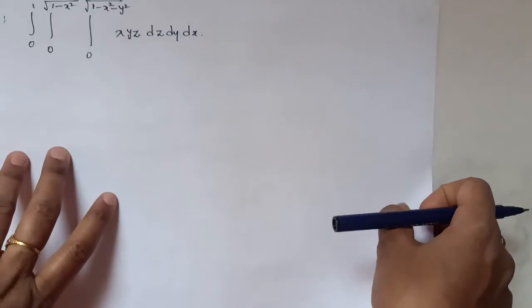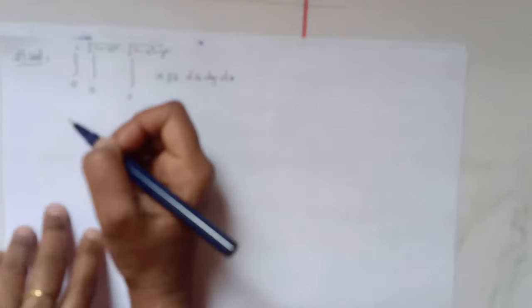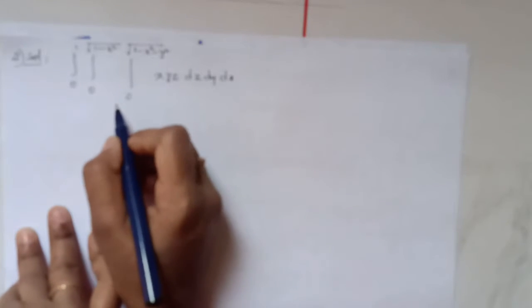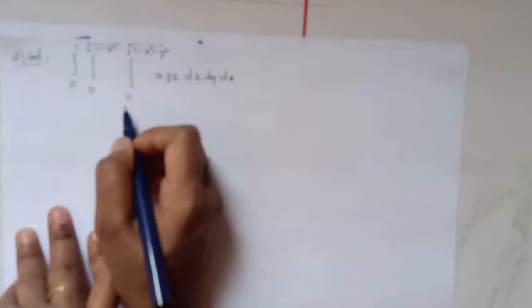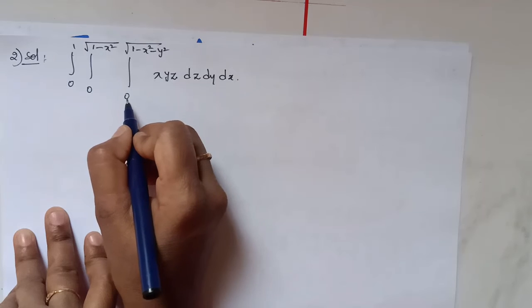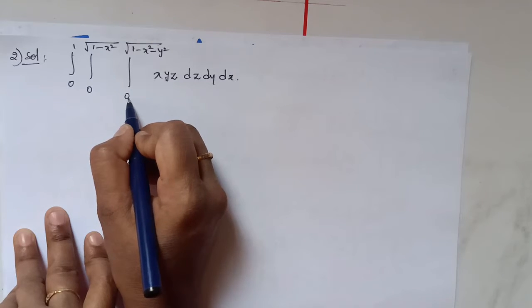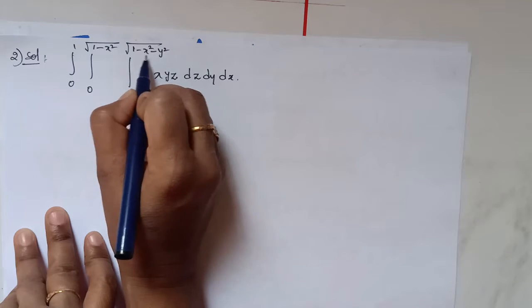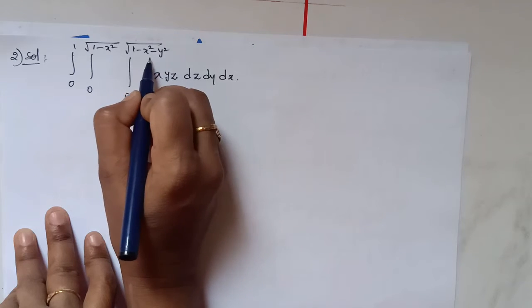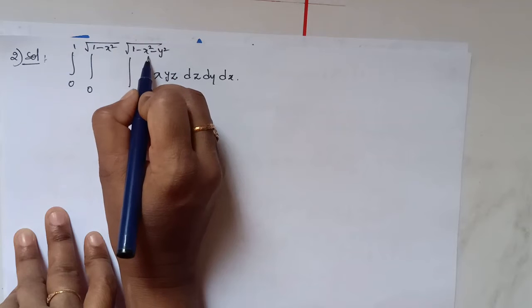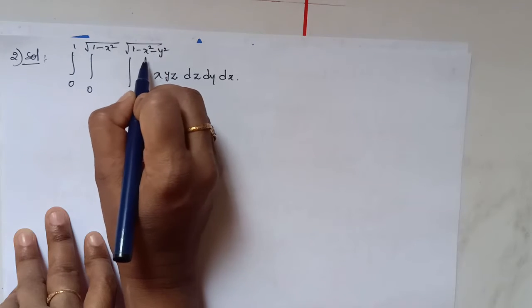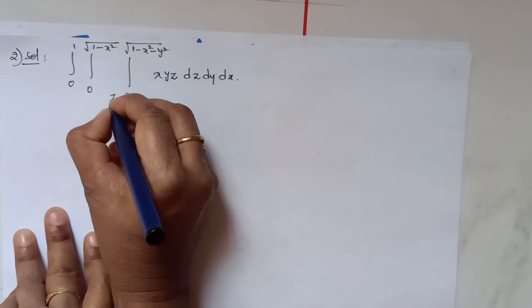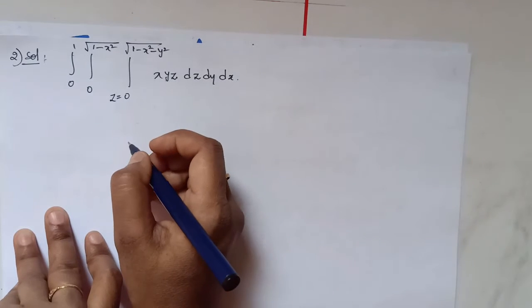Okay, now look at the limits first. So, how to identify x, y, z limits? When you look at this, you have limit 0 to under root 1 minus x square minus y square. The upper limit of this contains x and y terms, so it cannot be limits for x and y. So, these are limits for z.